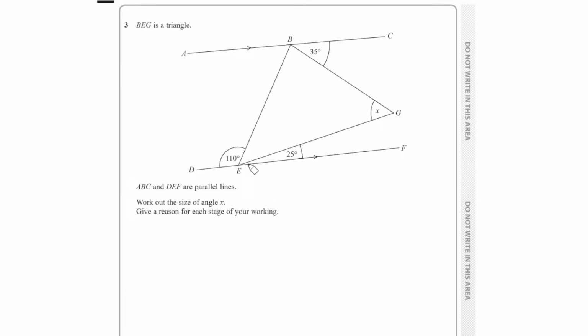So I was thinking you could obviously fill out this angle here, couldn't you? I think there's a few different ways to do this one, but I was thinking fill out that one because that's on a straight line anyway, isn't it? Give a reason for each stage of your working. So this is obviously because it's on a straight line. 110. It's 25. Which gives me 45.